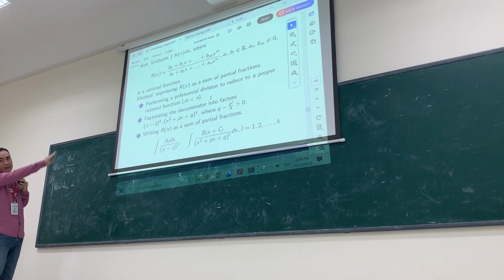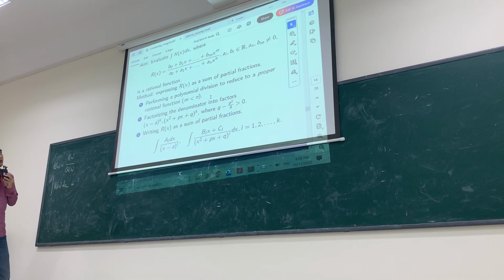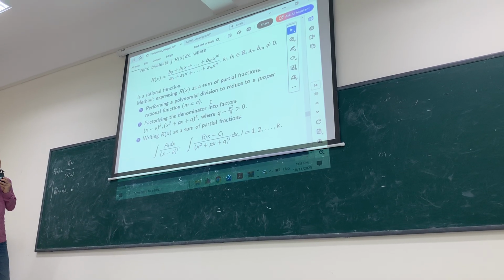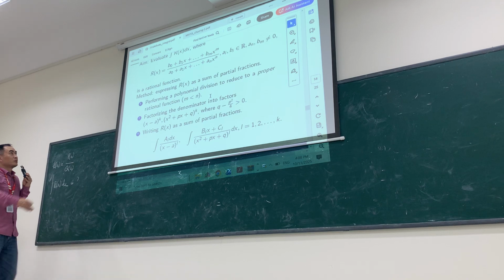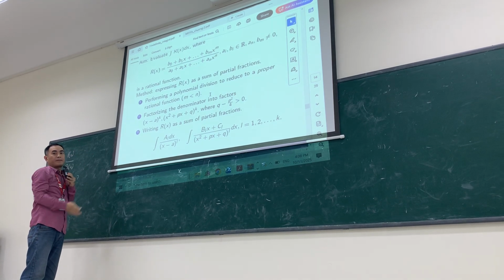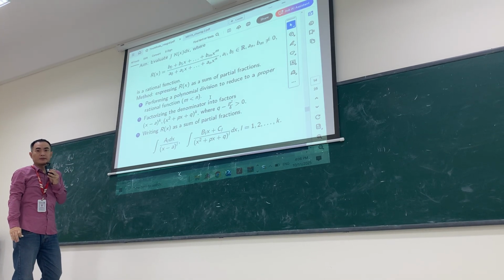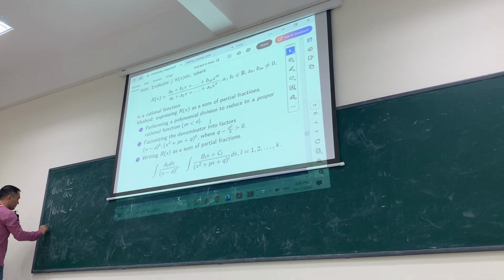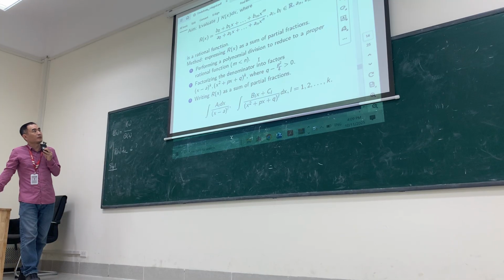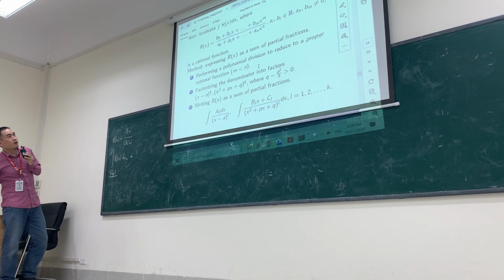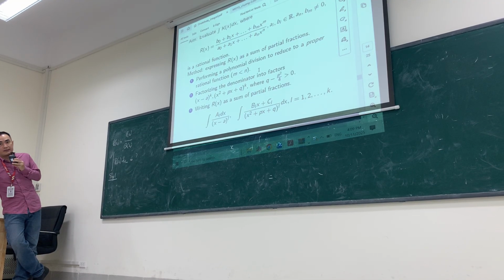Okay. The method or idea: we need to express the rational function as a sum of partial fractions. Now we follow some steps to do this. Step one. What do we need to do? Step one, we need to perform polynomial division to reduce to a proper rational function.